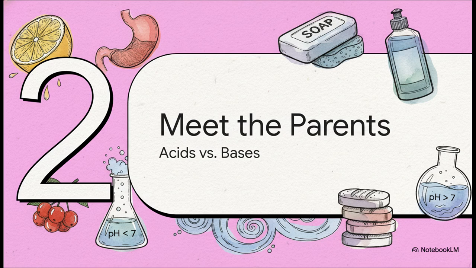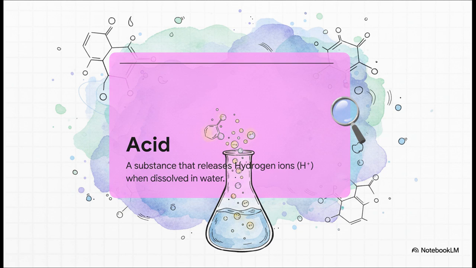All right, we've seen the family dynamic. Now it's time to properly meet the parents. What really makes an acid an acid and a base a base? Let's find out. So let's talk about acids first. Their entire identity boils down to one simple thing. When you put an acid in water, it releases hydrogen ions, H+ ions. That's it. That release of H+ is what makes an acid, well, acidic.